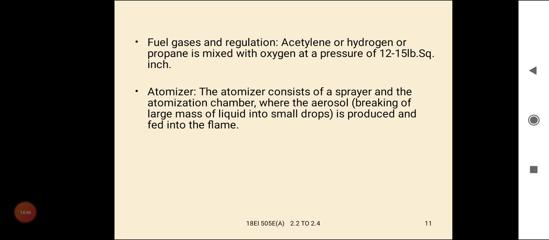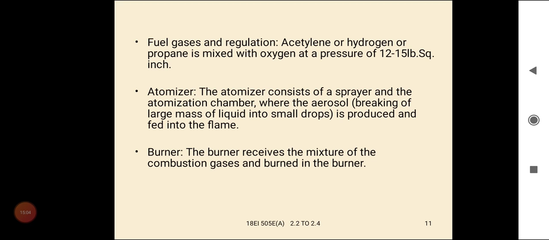Atomizer. The atomizer consists of a sprayer and the atomization chamber, where the aerosol, the breaking of a large mass of liquid into small drops, is produced and fed into the flame.